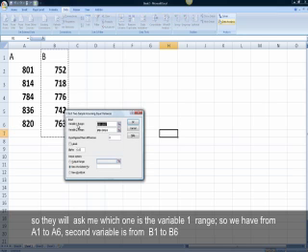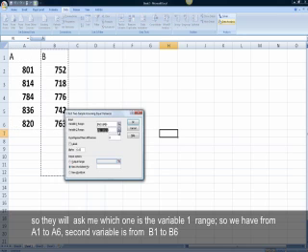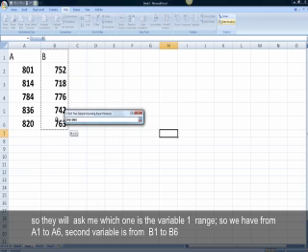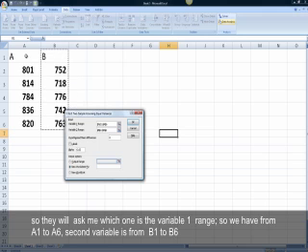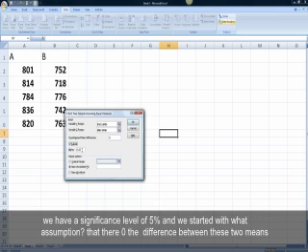So they will ask me which one is the variable one range. So we have from A1 to A6. Second variable is from B1 to B6. I can check I included both labels, A, which is in cell A1, and B, which is in cell B1. So I'll check labels. We have a significance level of 5%, and we started with what assumption? That there is 0 difference between these two means.